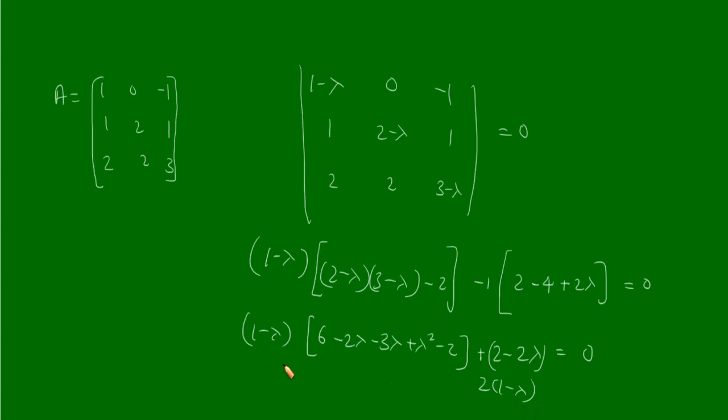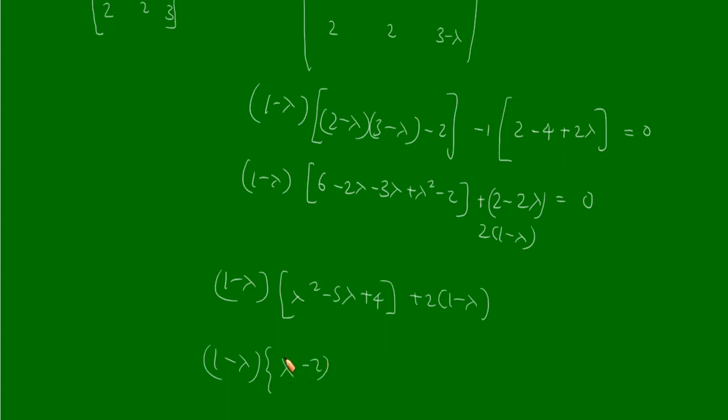Already I have a 1 minus lambda here, so we can take 1 minus lambda outside, so that will be equal to 1 minus lambda into, now here we have 6 minus 2, that is 4, so lambda square minus 5 lambda, 3 plus 2, 5, minus 5 lambda plus 4. Now here you have 2 into 1 minus lambda. So taking 1 minus lambda outside, now I have 1 minus lambda into, this can be written as lambda minus 2 into lambda minus 3.